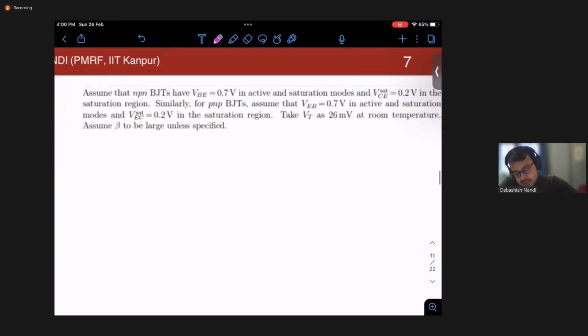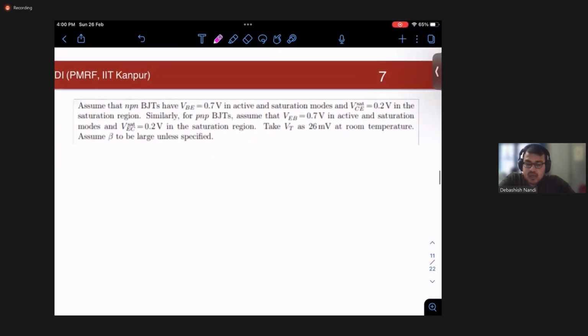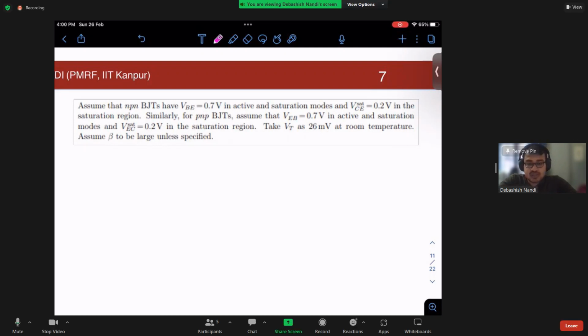So let us first read the instruction here. What they have told us is to assume that NPN and PNP BJTs have VBE, the base emitter junction voltage, of 0.7 volt in active and saturation modes, and VCE sat is 0.2 volt in the saturation region. Similarly for PNP, just the reverse, right? At room temperature, the thermal voltage is to be taken as 26 millivolt, right?